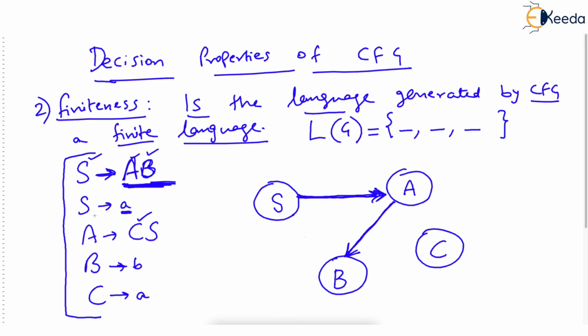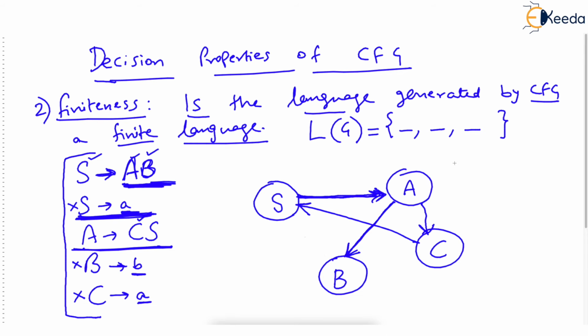Further, S derives A, check the second production. Now we don't deal with terminals, the productions which generate only terminals, so just leave it. We don't represent it in the graph. Now A derives CS. How do you represent this? A derives C followed by S. Just check this. A derives C followed by S, correct? Now we don't represent this production where only a single terminal is generated.